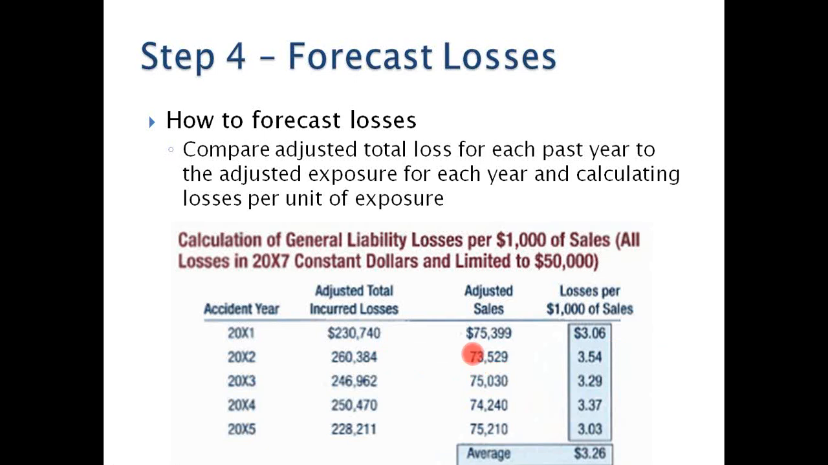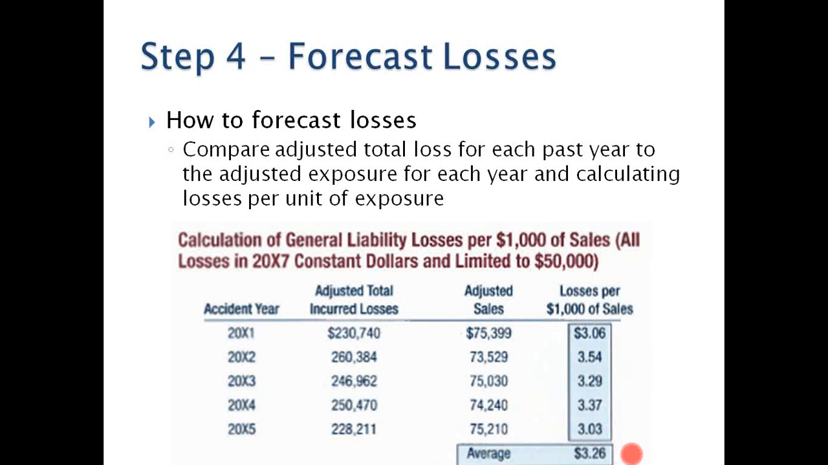Now, the reason why on this one we're not putting the zeros on there is because by doing it this way, we've already accounted for the $75 million in sales. We've already taken off the zeros. They make it a little more confusing by doing it this way, but if you were to take the calculator and do the math, you'll see how they come up with these numbers. And we come up with an average over these last 5 years of $3.26 for every $1,000 in sales.